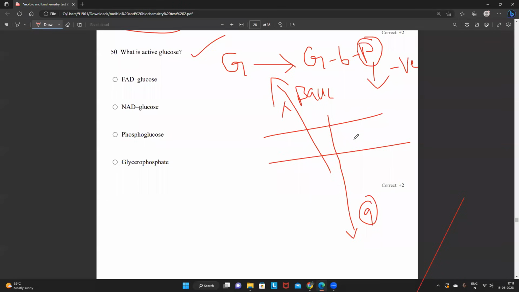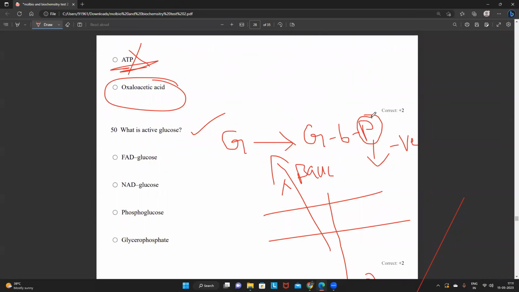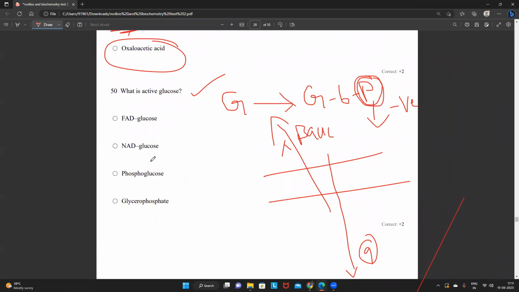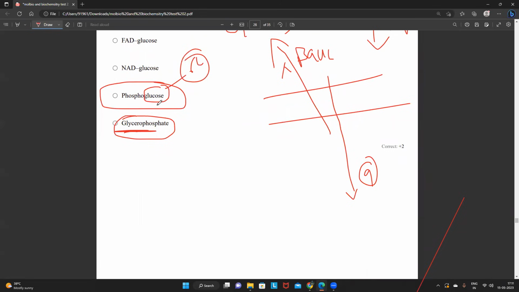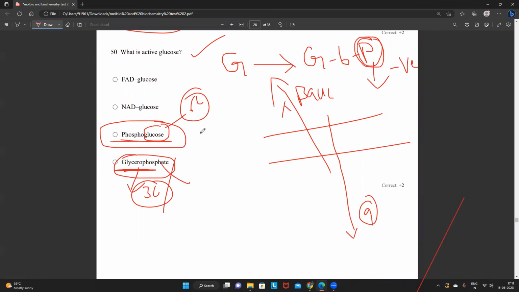So friends, glucose 6-phosphate. Phosphate is what? Energy, right? So the active form of glucose is obviously phosphoglucose, right? Some people will think of glycerophosphate. Glycerophosphate is not a direct form of glucose, is it or not? Glucose is 6 carbon. When I break down glucose, I get glycerophosphate, which is only 3 carbon. So this cannot be an active form. So phosphoglucose is the most active form, right?